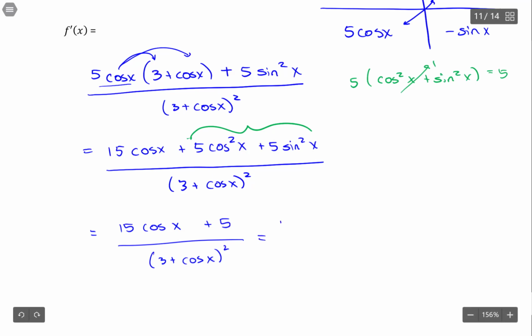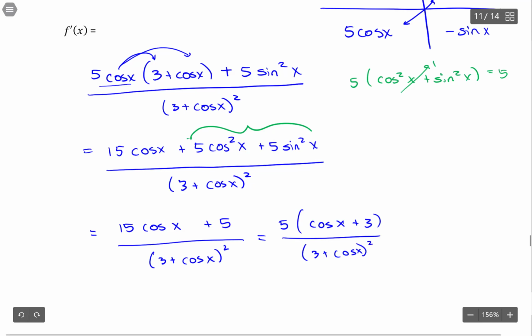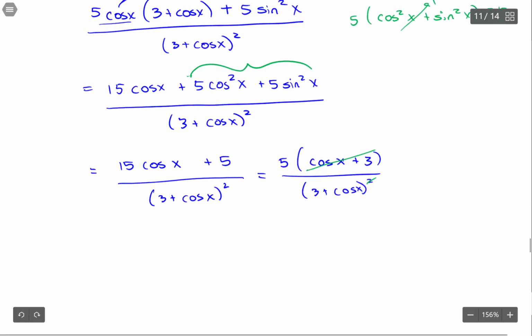There's a common factor of 5, which you could pull out, leaving cosine x plus 3. What's really nice about that is that now matches the factor that's in the denominator. So you can cancel 3 plus cosine x with one of them down here and get a much simpler form of the final answer like this.